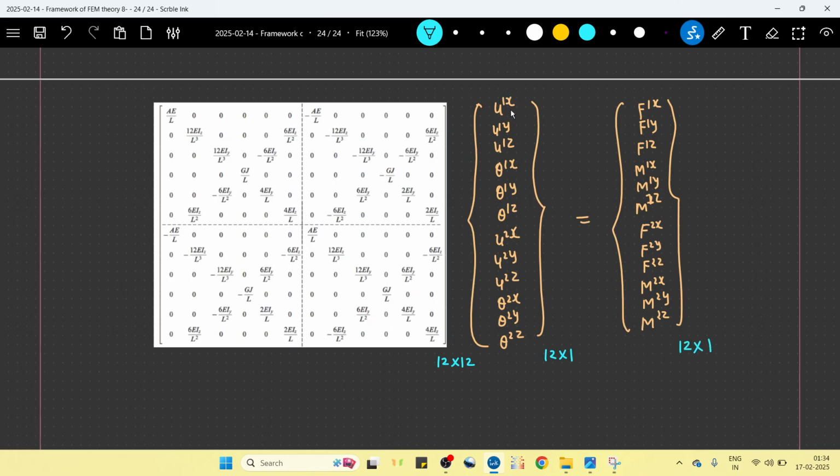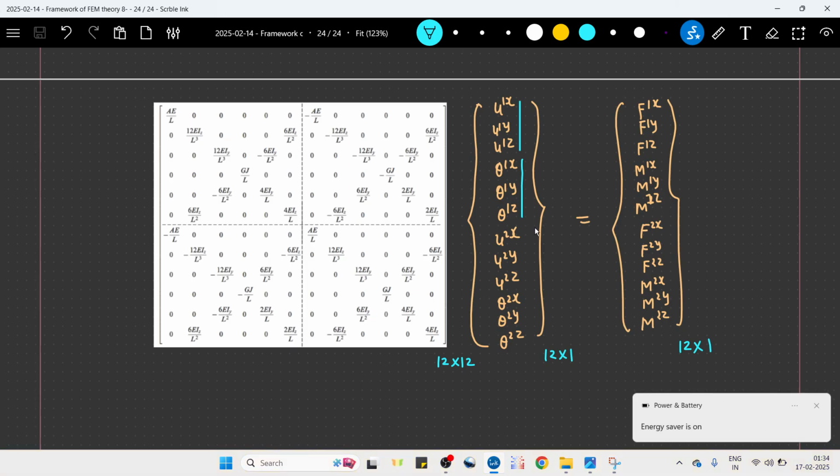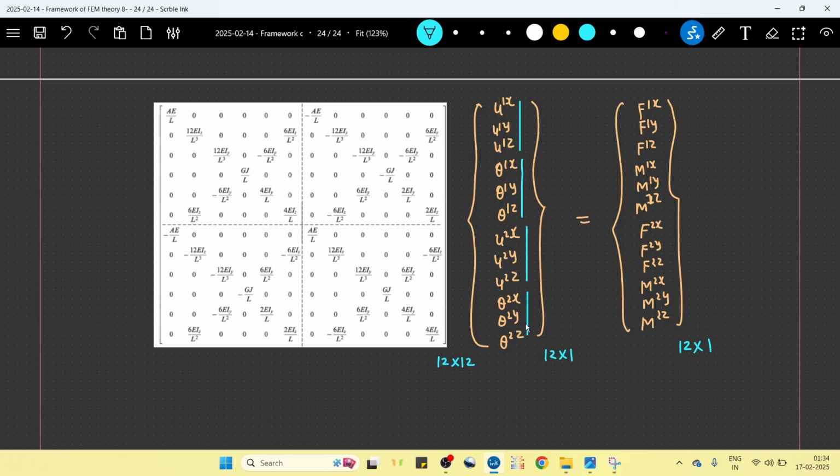These are translations in three different axes. This is the rotation about three axes for node 1. This is the translation along three axes for node 2. This is the rotation about three axes at node 2. Similarly, these are the forces and moments at node 1 and these are the forces and moments at node 2.